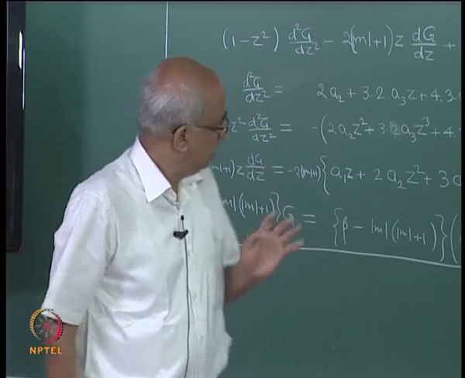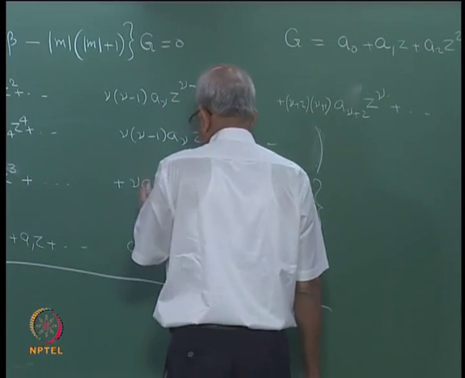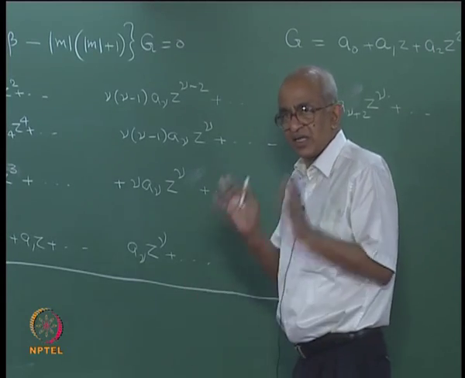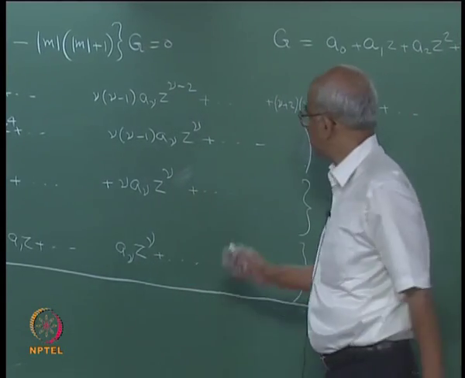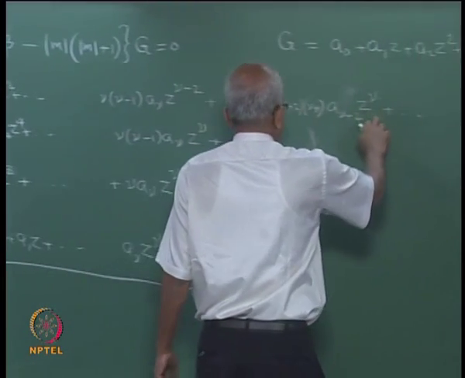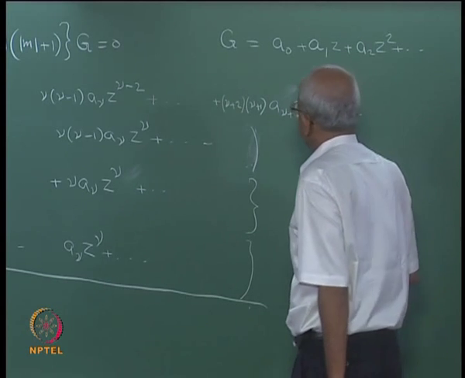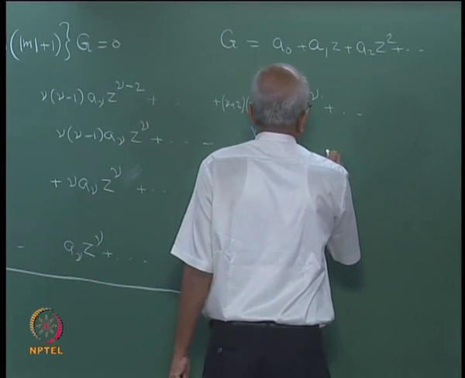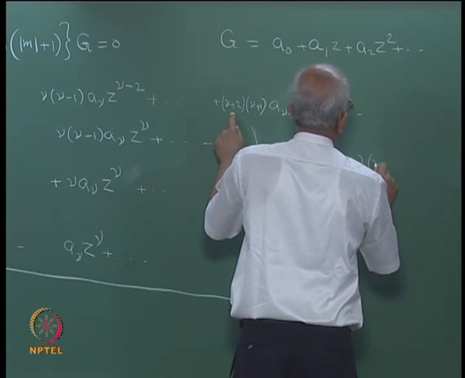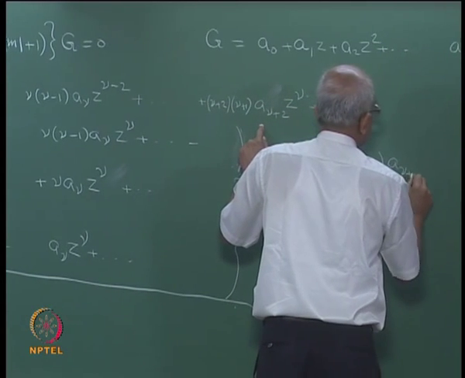Okay. And therefore, we can take a general term that will be the coefficient of z to the power of nu and say that must be equal to 0. So, let us do that. If you took the coefficient of z to the power of nu, what are you going to get? From the first term you are going to get nu plus 2 into nu plus 1 a nu plus 2.